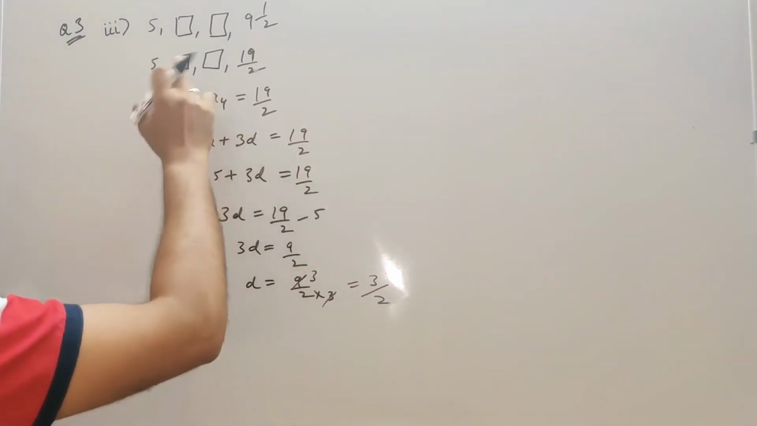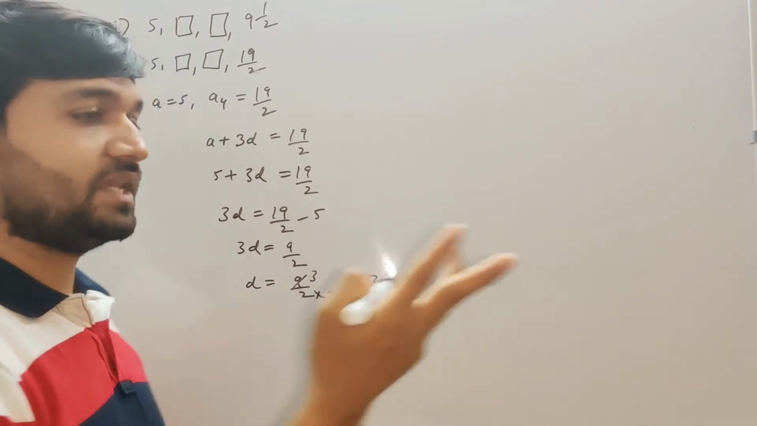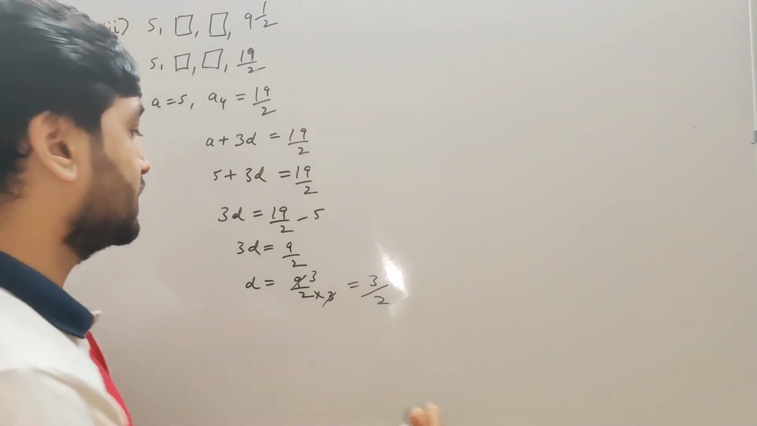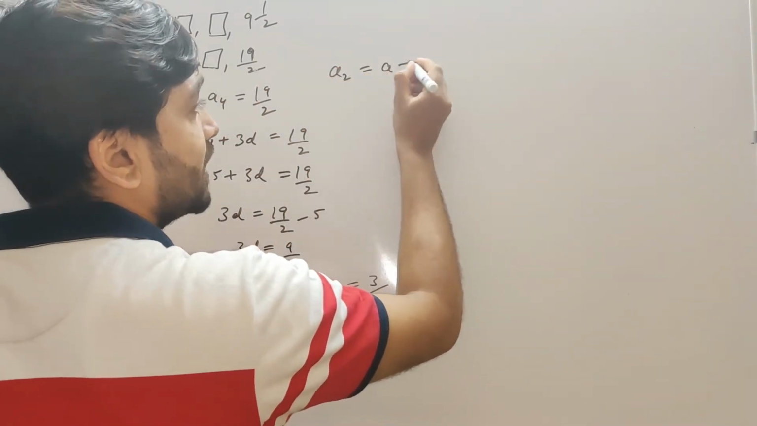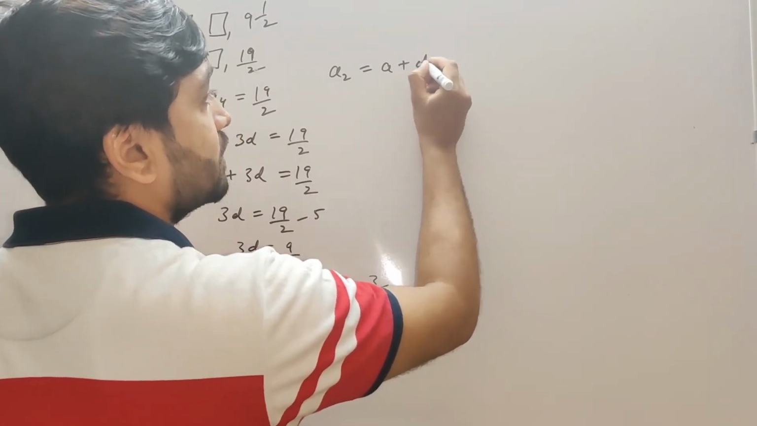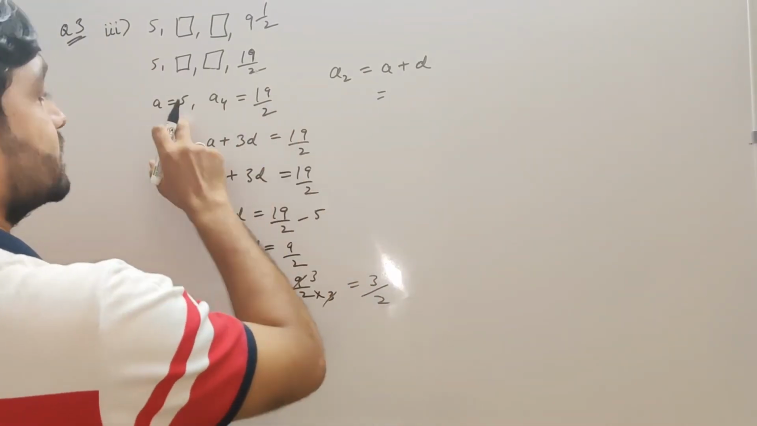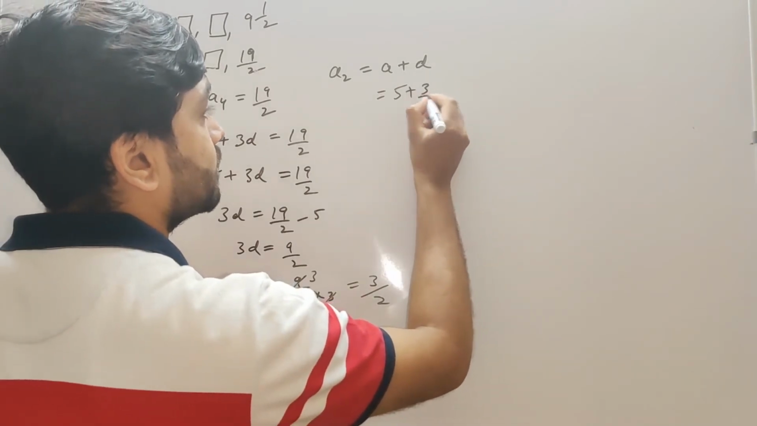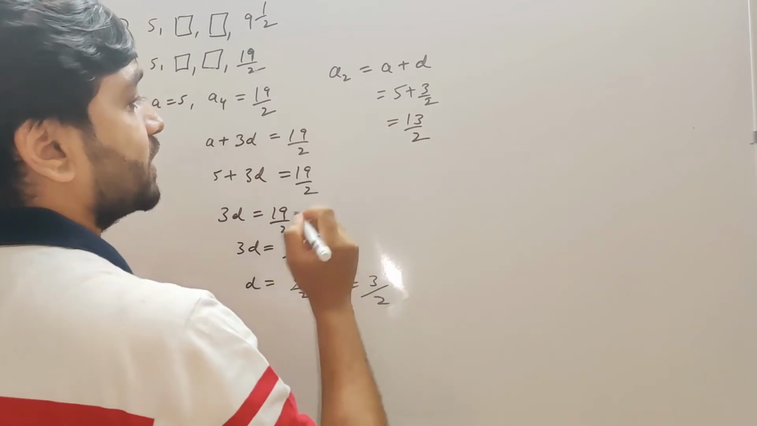So in order to find the second term or the third term, you only need a and d values. And n value you already know. For second term, n is 2. Third term, n is 3. So second term, I write a2. a2 is a plus (n minus 1), meaning 2 minus 1, which is 1, into d. So a plus d. A value is 5 and d value is 3 by 2. We take the LCM and simplify, we get 13 by 2.